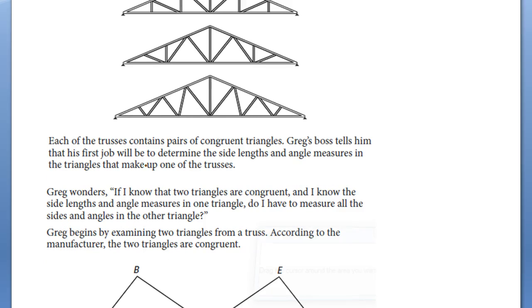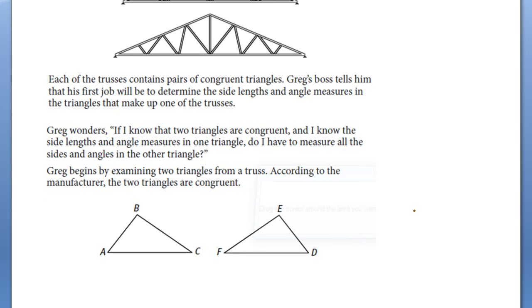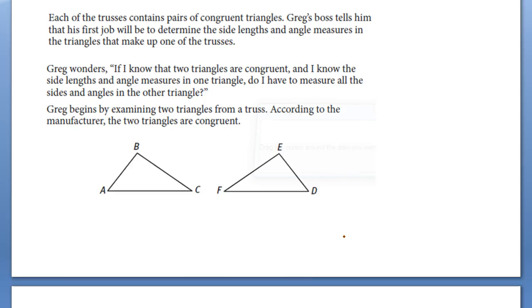Greg wonders, if I know that two triangles are congruent, and I know the side lengths and angle measures in one triangle, do I have to measure all the sides and angles in the other triangle? Greg begins by examining two triangles from a truss. According to the manufacturer, these two triangles are congruent, and hopefully these look the same size and shape to you.